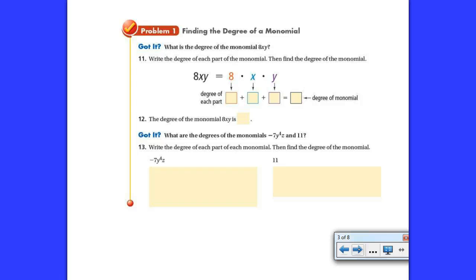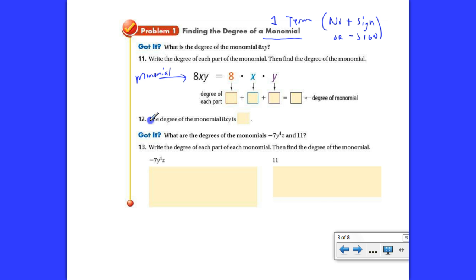It says finding the degree of a monomial. Now this gets a little bit confusing later, but it's going to be pretty simple for today. When we're just talking about a monomial, again, monomial means one term. So you have no plus or minus signs. You just have a term like 8xy. That's a monomial because it's only one term.